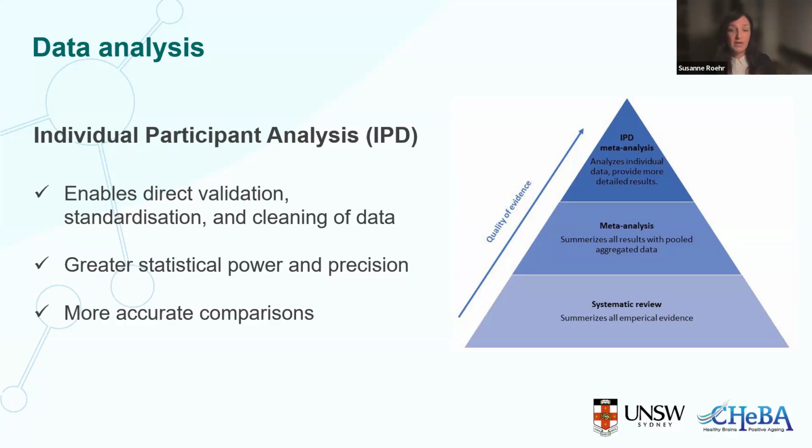Now, what I would like to point out here, and this may have become clear already, is that COSMIC studies are based on individual participant level data, which, in contrast to, let's say, a meta-analysis based on extracted and aggregated data, allows for direct validation, standardization, and cleaning of the data. It comes with greater statistical power and leads to higher precision estimates. Essentially, this approach enables more accurate comparisons.